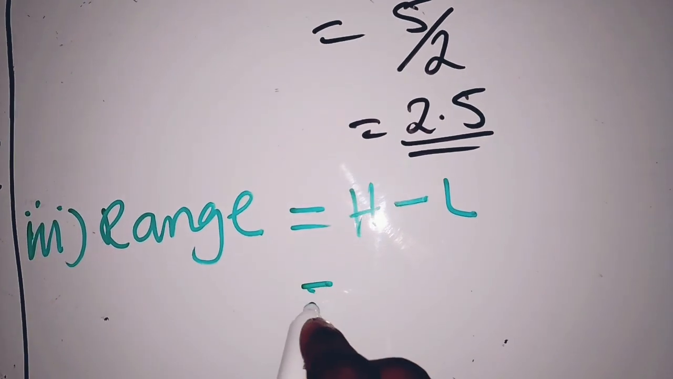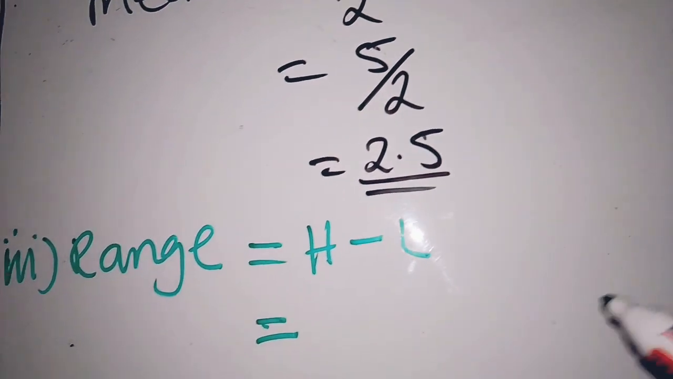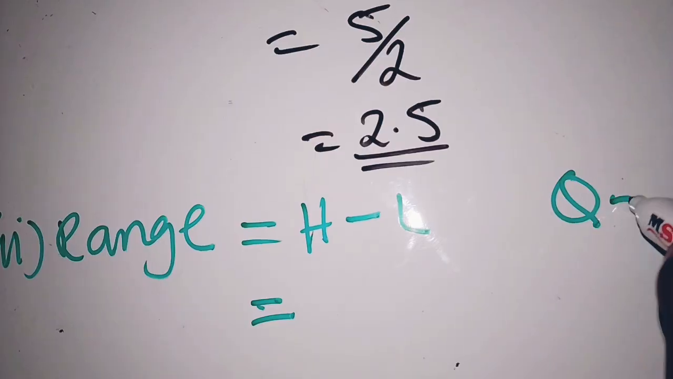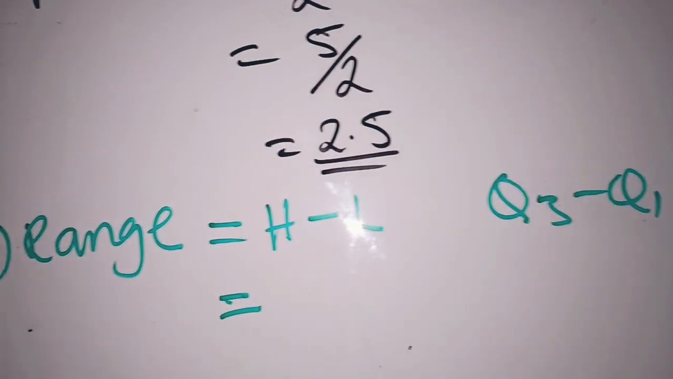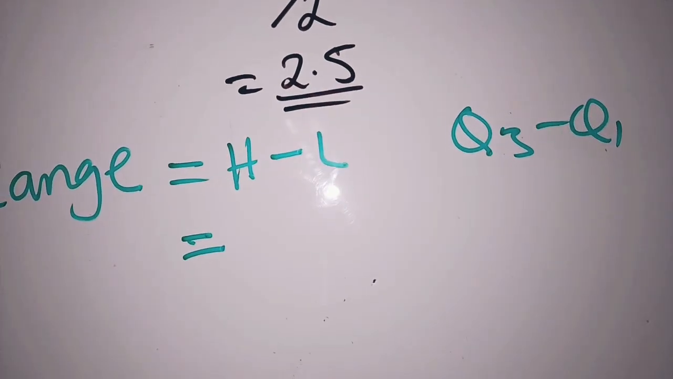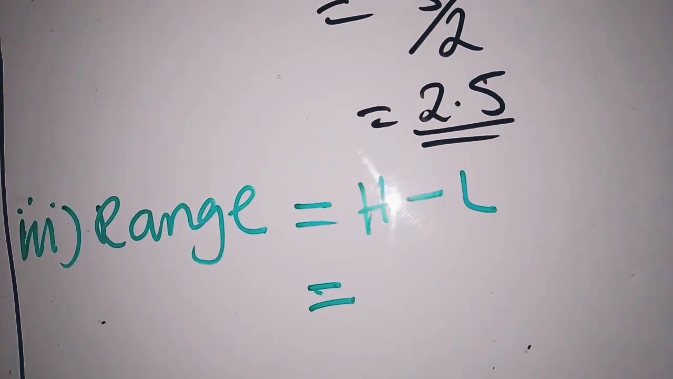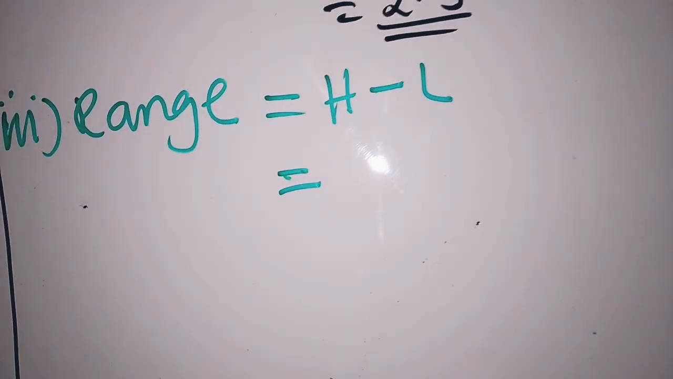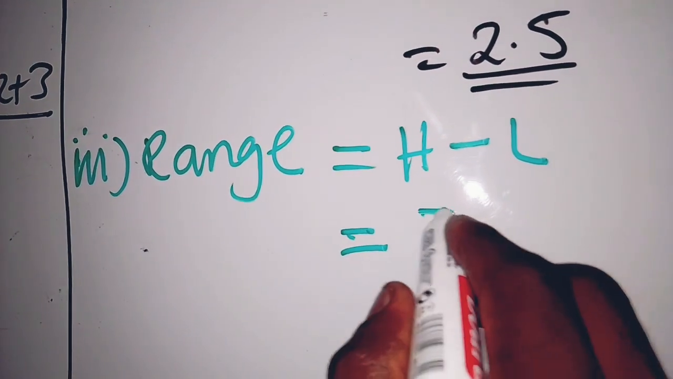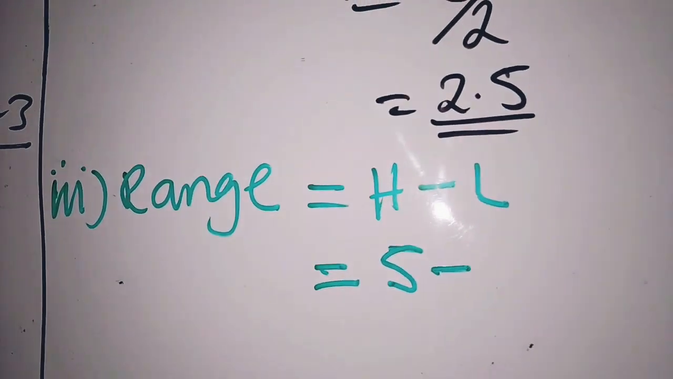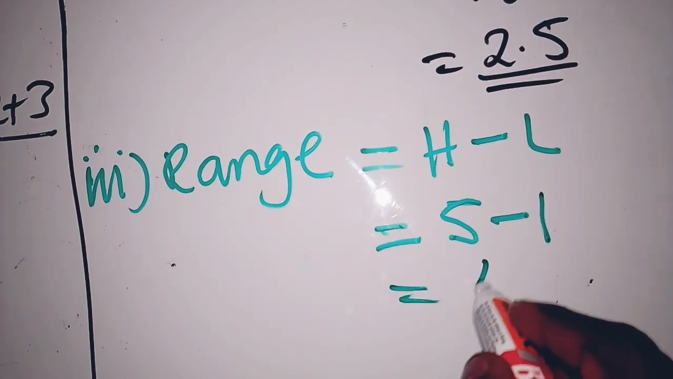It is the same as the interquartile range, which is quartile 3 minus quartile 1, same as the range in this case. We have not yet reached quartiles, so for now let's look at the range. Which one is the highest? Our highest number is 5 minus the lowest, which is 1. So our range is 4.